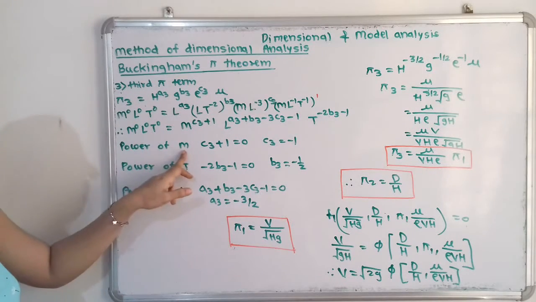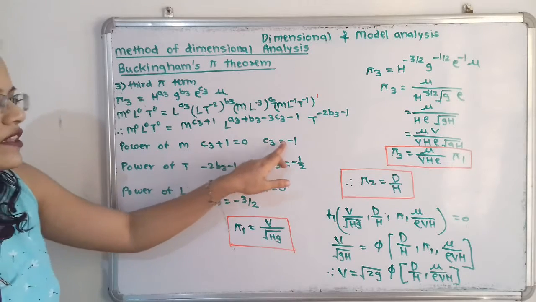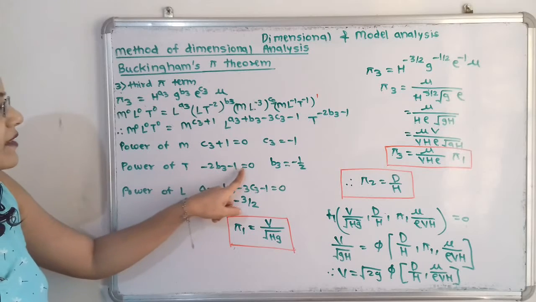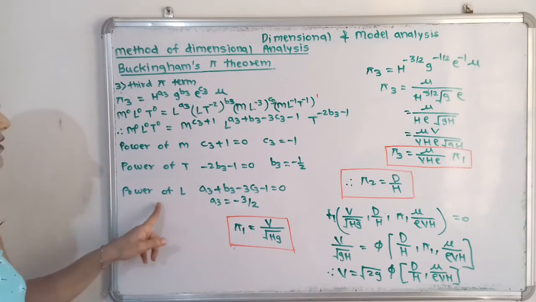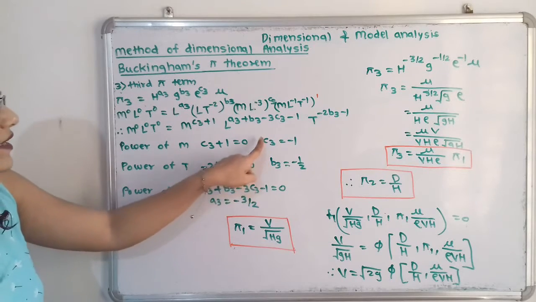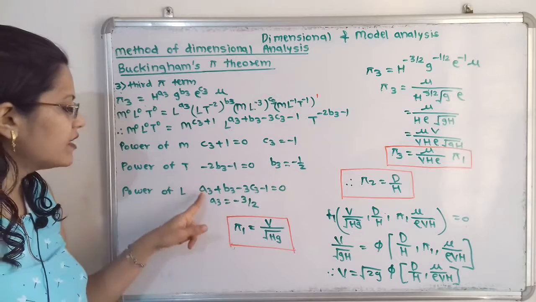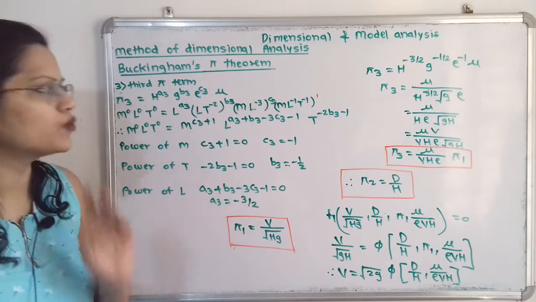So for power of m, c3 plus 1 is equal to 0, c3 is equal to minus 1. Then power of t, minus 2b3 minus 1 is equal to 0. That means b3 is equal to minus half. And then power of L. So here b3 and c3 values are known, so we have to put these values and we will solve for a3. So a3 is equal to minus 3 by 2.